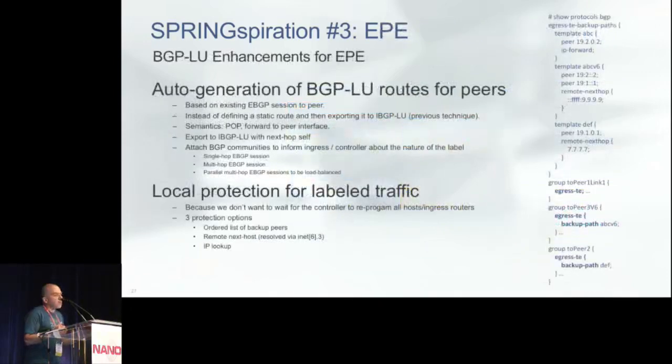In fact, the interest in this use case from Spring has resulted in a lot of enhancements that we got asked for by customers, mainly in two areas. One is to auto-generate these BGP-LU routes representing peers, and the other one is to provide protection for that traffic that is now labeled, so that we don't have to wait for the controller to notice any failures and react to them. So this is just a config snippet of how you do these things.